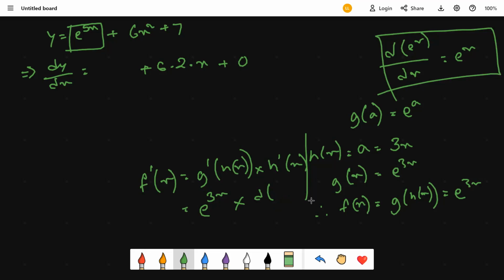That should give us 3 times x, where x has a power of 1. So that 1 is going to come in front, times x to the power 1 minus 1. So x to the power 0, and anything to the power 0 is 1. So this also becomes 1. Therefore, we have a final result of 3 times 1, which is 3e to the power 3x. So this is our actual result.